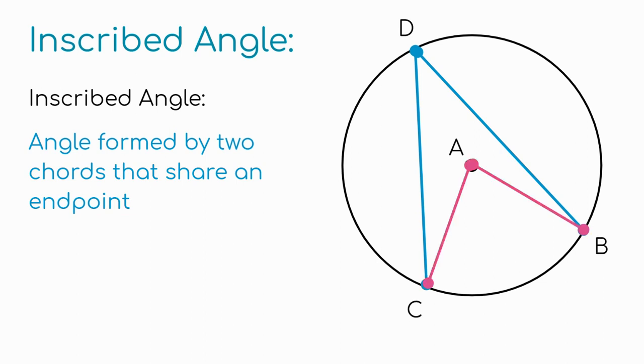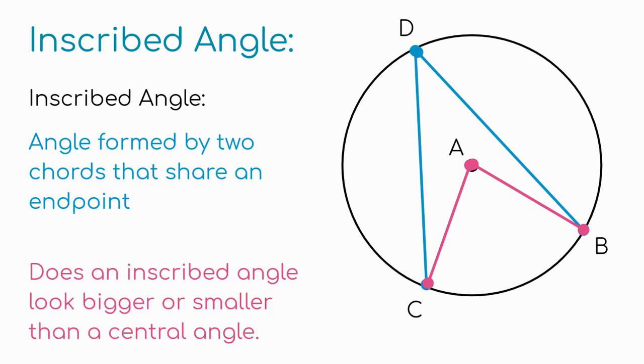So I just added a central angle. So here's our inscribed angle. I'm adding a central angle on there because we already know how central angles are related to the arcs. We know that they're equal. So what I want you to think about is, does the inscribed angle look bigger or smaller than the central angle? And what I mean by that is this measure here, angle D, do you think that's bigger or smaller than this measure?